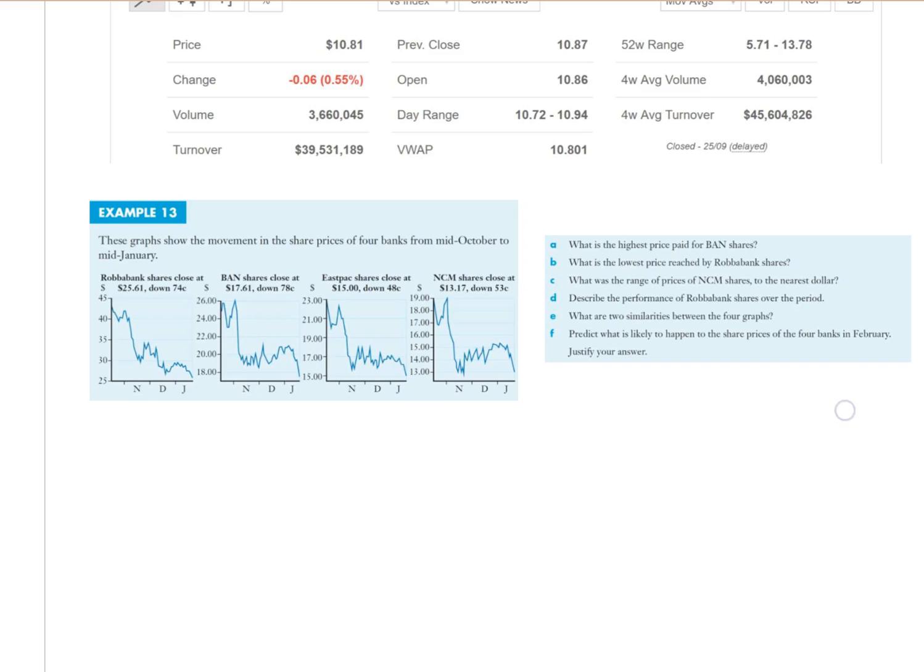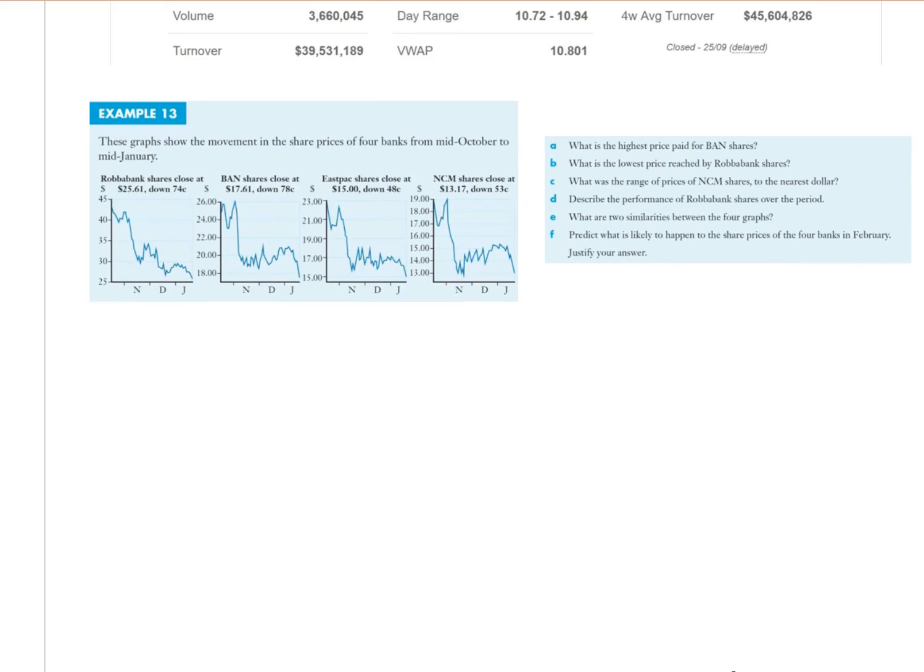Okay, the example I'm going to do is taken from the textbook. It's example 13, and these graphs show the movement in share prices for 4 banks from mid-October to mid-January. So they're 4 separate graphs this time about movement of shares. Obviously, it's important to read the title, so you know that this graph is about Robber Bank. This one is about BAN shares. This one's about Eastpak shares and NCM shares.